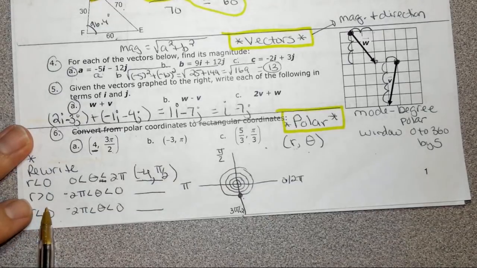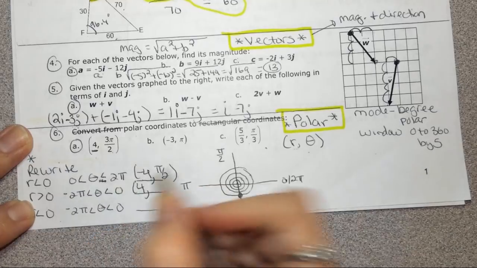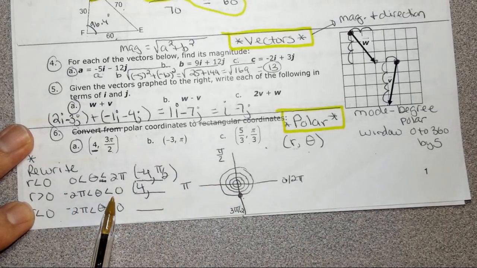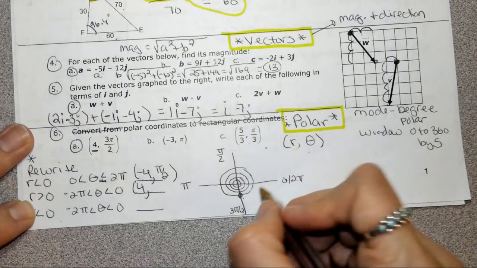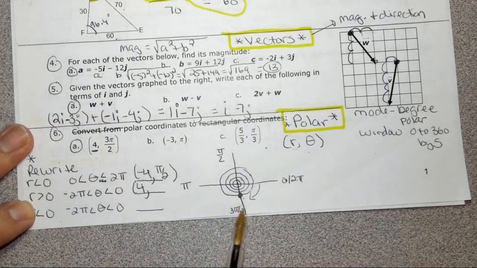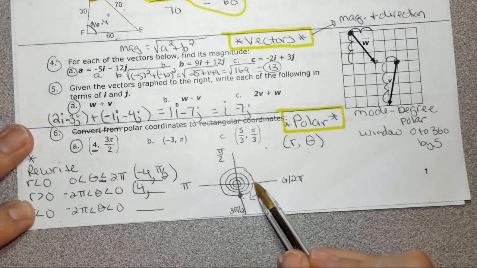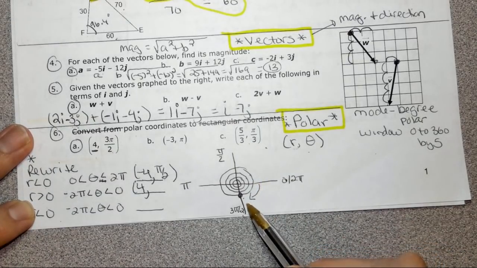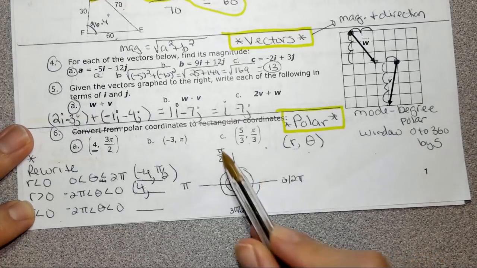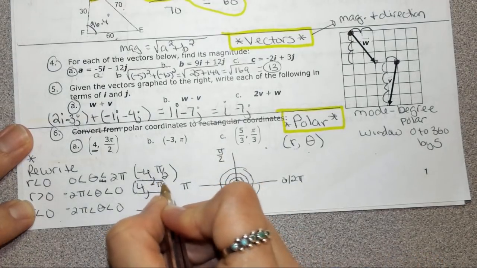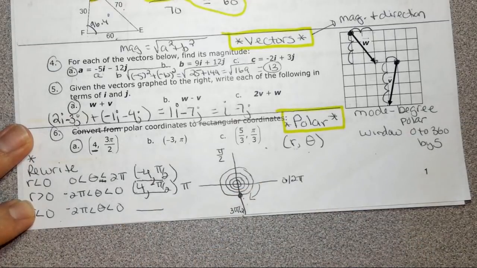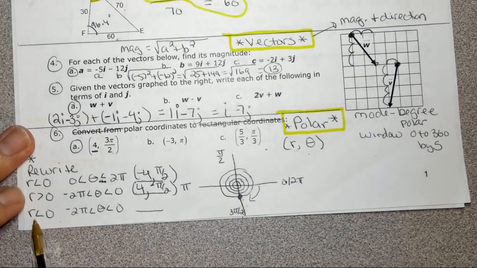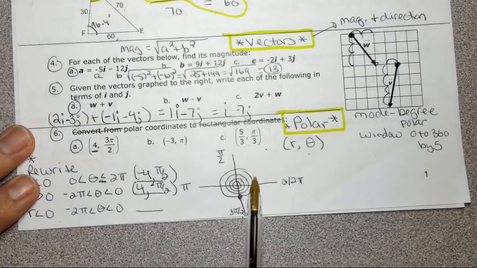The next thing they want me to do is rewrite it with a positive radius. So they want me to leave it as positive 4, but they want my theta to be negative, meaning they want me to go the opposite direction. So if I go this direction instead of going around the circle, then my angle's negative, and I only went one quadrant, so I went negative pi over 2.